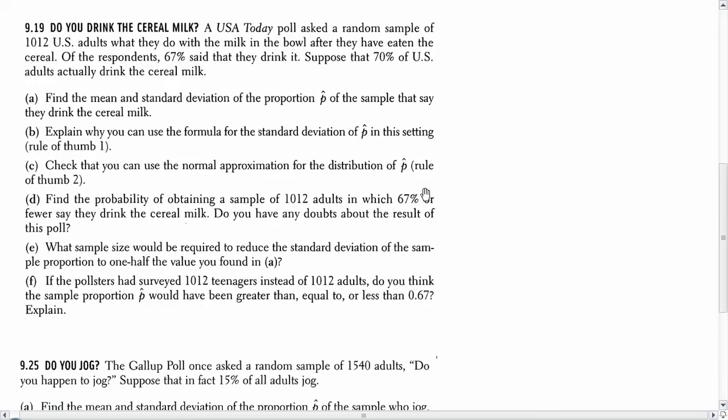Do you drink the cereal milk? A USA Today poll asked a random sample of 1,012 Americans what they do with the milk in the bowl after they've eaten the cereal. Okay, of those respondents, 67% say they drink it. Suppose that 70% of U.S. adults actually drink the cereal milk.